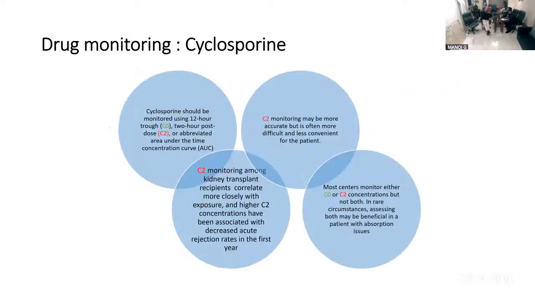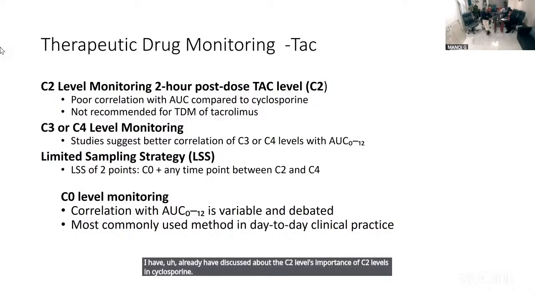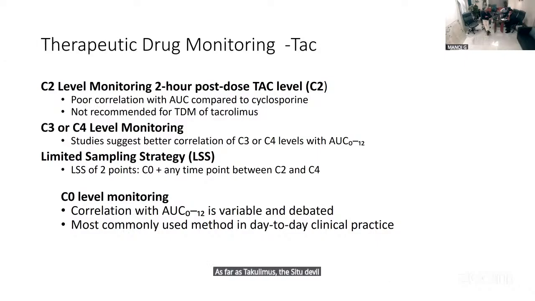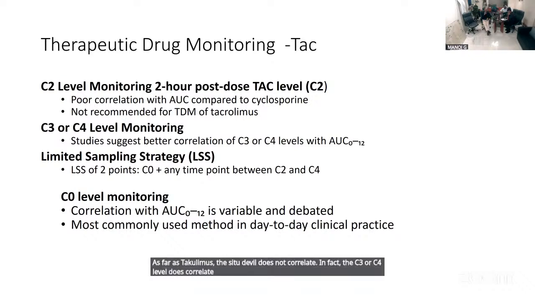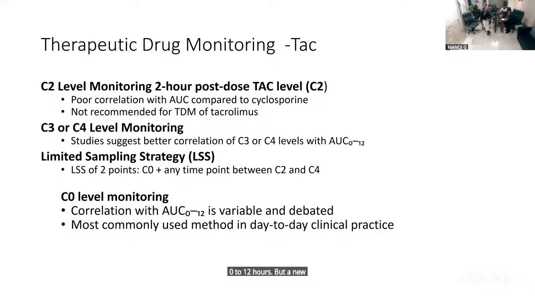I have already discussed the importance of C2 levels in cyclosporine. As far as tacrolimus, the C2 level does not correlate. In fact, the C3 or C4 level does correlate with the area under the curve 0 to 12 hours. But a new strategy can be done, that is limited sampling strategy. That is, you withdraw blood twice, one at C0 and one between 2 and 4 hours.